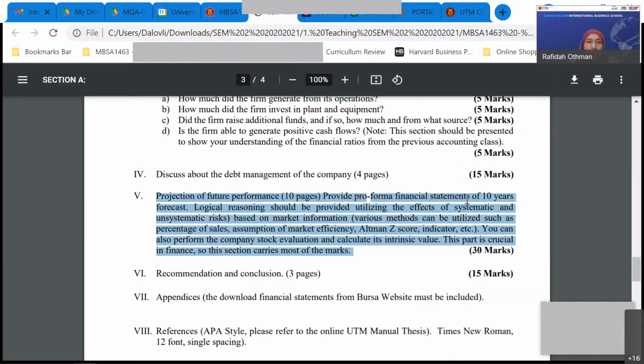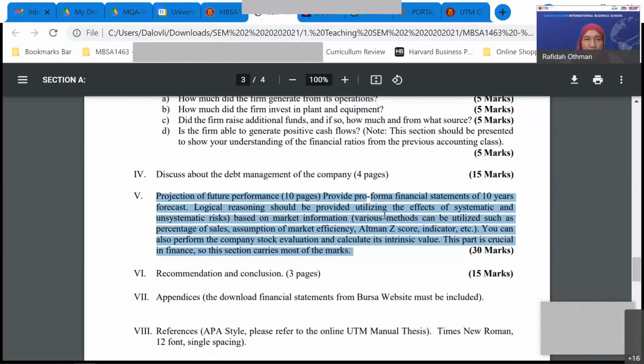Yes, this question. Yes, do that. We use the CAPSIM only for the pro forma financial statement. You do the pro forma financial statement for 10 years. So what you do is you have to have the assumption, and you deal with the assumption. How you're going to do the assumption is actually looking at the past 5 years of the financial statement.